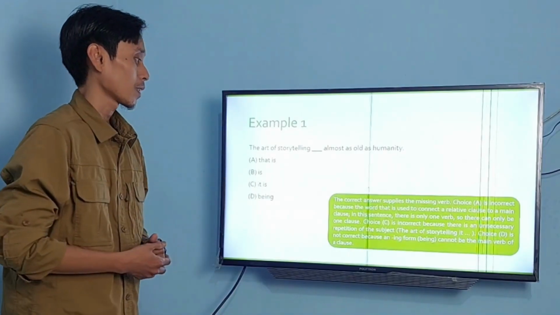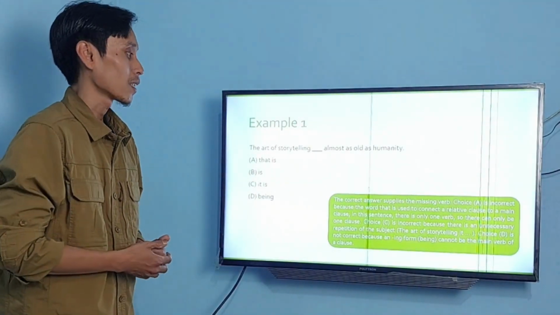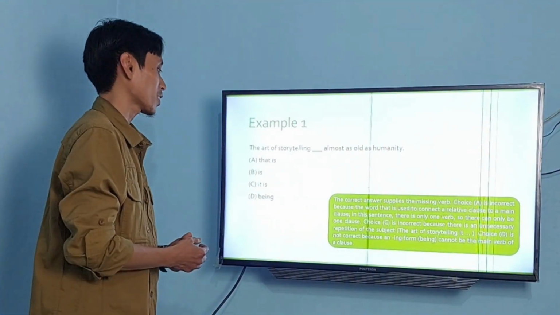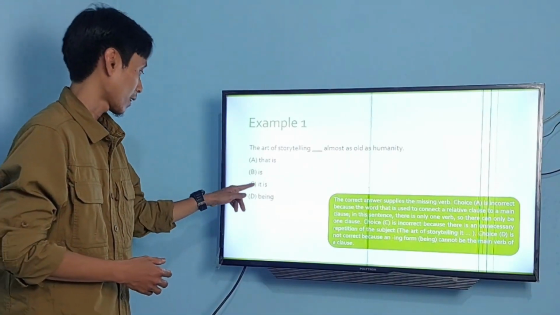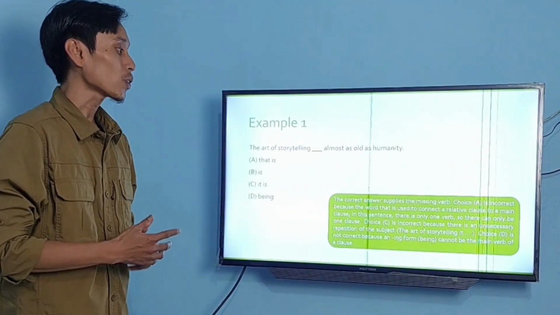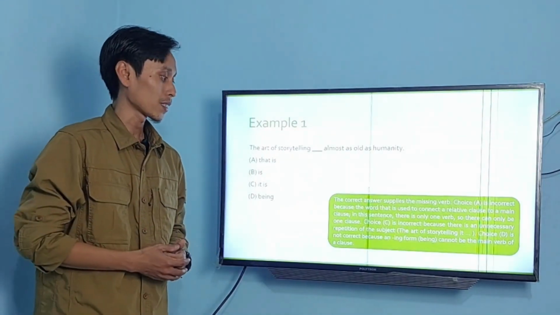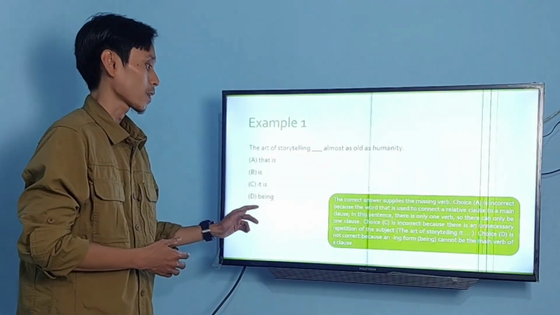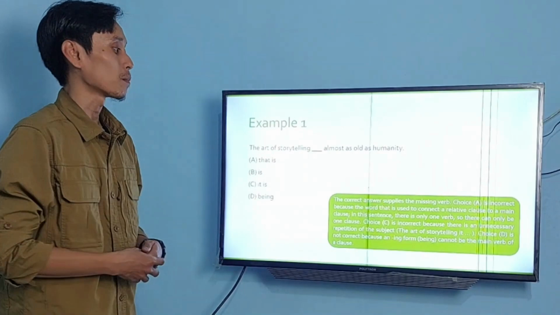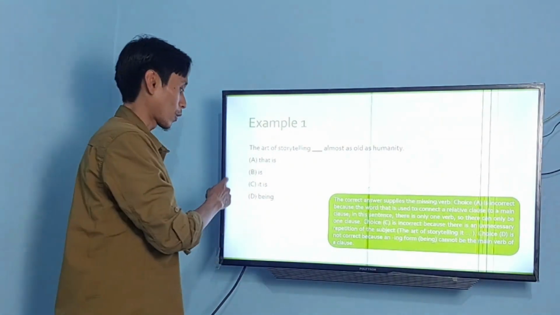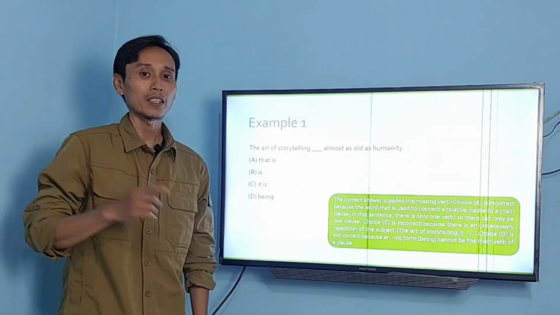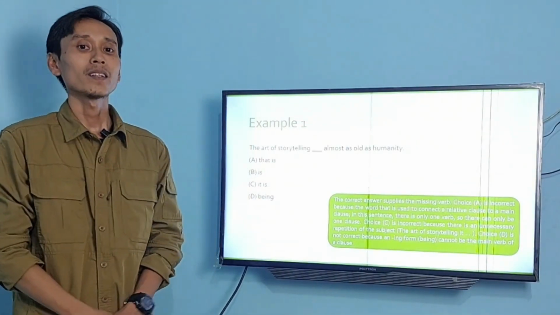Choice C is incorrect because there is an unnecessary repetition of the subject, the art of storytelling, and "it." Choice D is not correct because an -ing form, "being," cannot be the main verb of a clause. So the correct answer is "is" because we just need a verb.